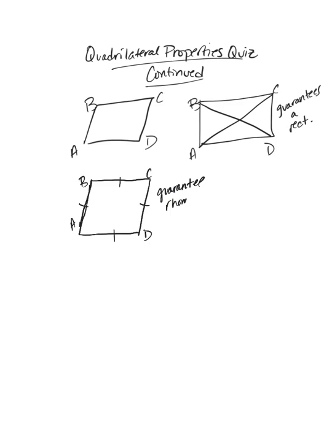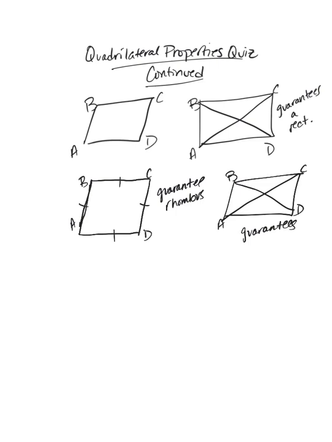Let's look at why choice 3 and 4 are wrong. The diagonals bisect one another. Again, that only makes it a parallelogram. So this does not guarantee that it's a rhombus. This only guarantees that it's a parallelogram.